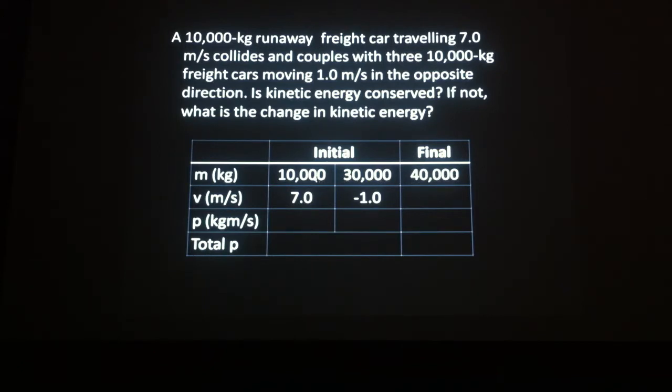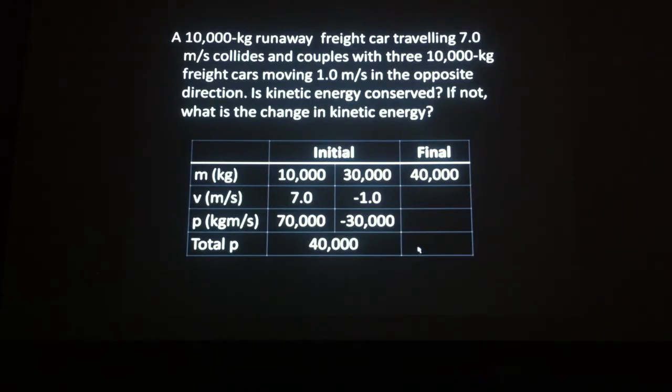So let's calculate our momentum before. 10,000 kilograms times 7 meters per second gives us a momentum of 70,000 kilogram meters per second. And for our three freight cars traveling 1 meter per second in the opposite direction, we get 30,000 times -1, or negative 30,000 kilogram meters per second of momentum. And we're going to add these together. Remember, 70,000 plus a negative 30,000 is like subtraction. So we get a total momentum of, that's correct, 40,000 kilogram meters per second of momentum.